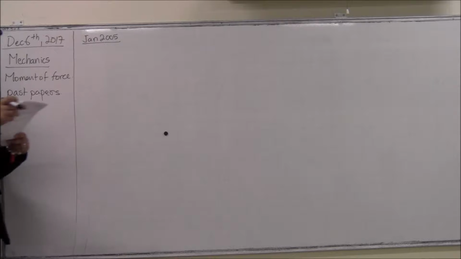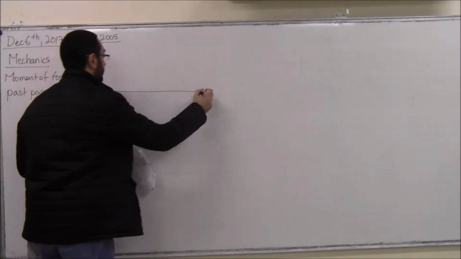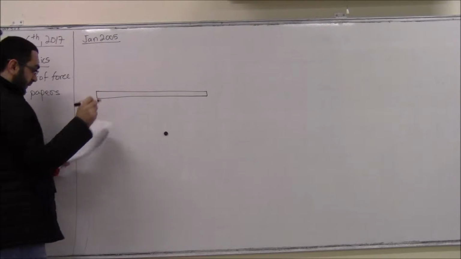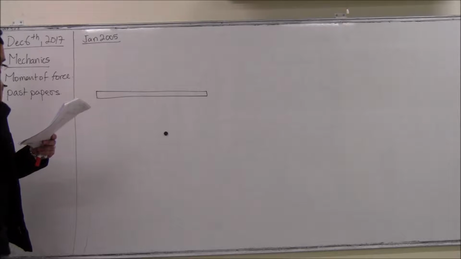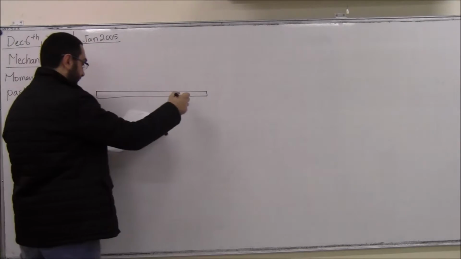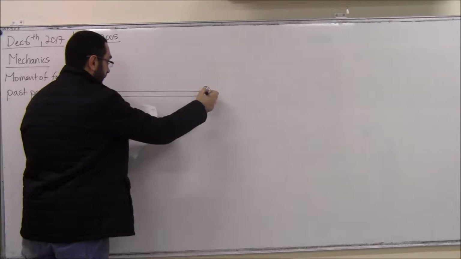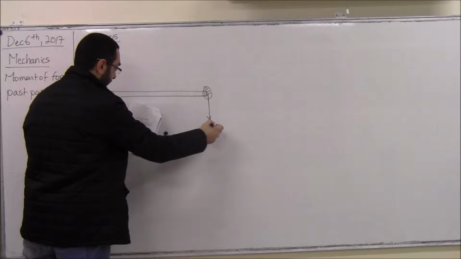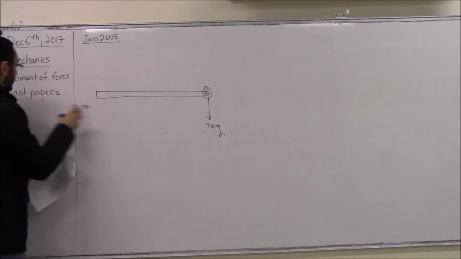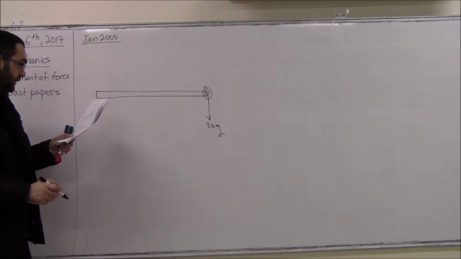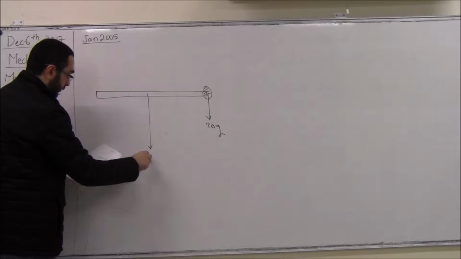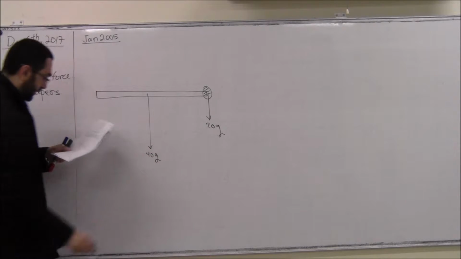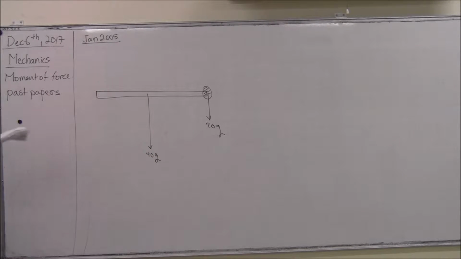A plank AB of mass 40 kilograms, length 3 meters, a load of mass 20 kilograms here, 20 g. Since it's uniform, the center of mass would be in the middle, which is 40 g. The total length is 3 meters.